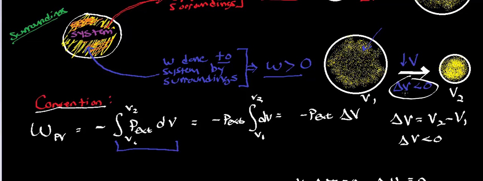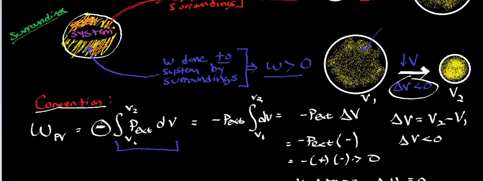That implies that delta V is going to be a negative value. That's what we indicated right here. So when I do this, I get a negative times the external pressure times a change in volume that's negative. The pressure is positive times a negative number, so overall, this is going to be greater than 0. That's why we throw this negative sign in there that you might not expect. It's to force the work to be positive whenever we're doing a compression, meaning we're doing work on the system.